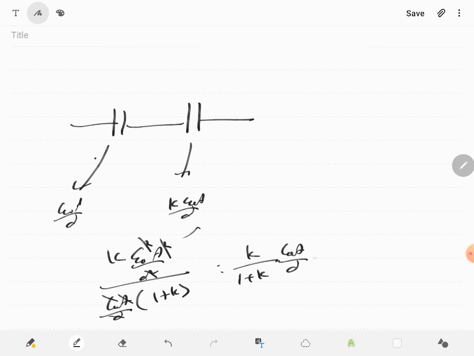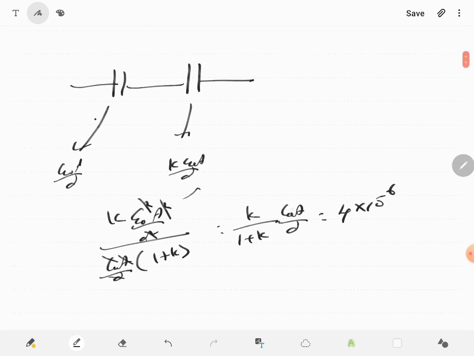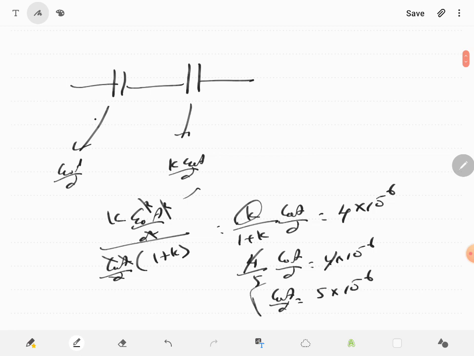And this itself is given to be an equivalent of 4 microfarad. Now this K itself is given to be the dielectric medium with dielectric constant K. So it's 4 by 5 of epsilon naught A by D is equal to 4 into 10 to the power minus 6. The 4 and 4 get cancelled. So epsilon naught into A by D itself is 5 into 10 to the power minus 6, which is the capacitance of the first capacitor.